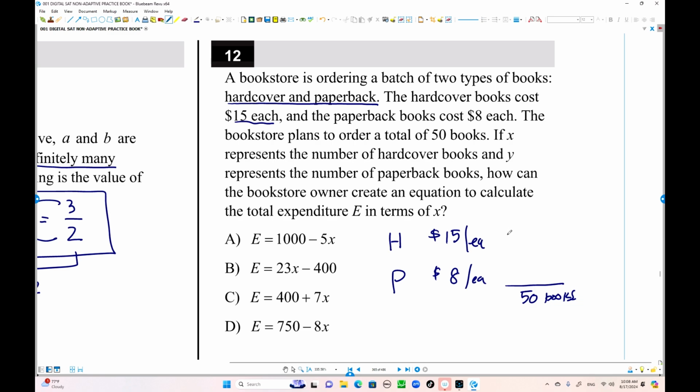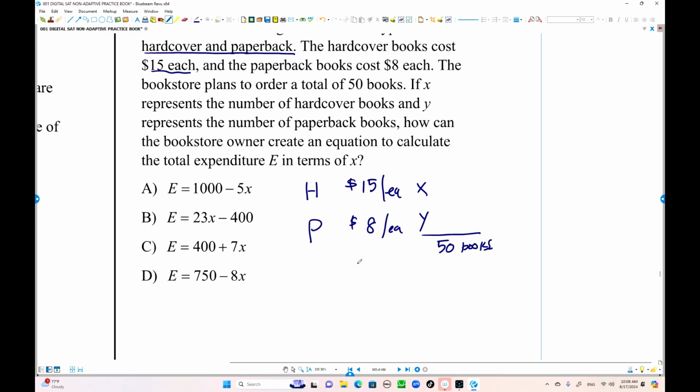X represents the hardcover, Y represents paperback. How can the bookstore owner create an equation to calculate total expenditure? The total cost in terms of X. We don't need Y now, so replace it with X. What is that? Y equals 50 minus X, since the total is 50.